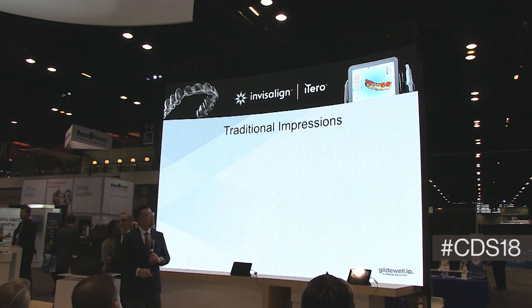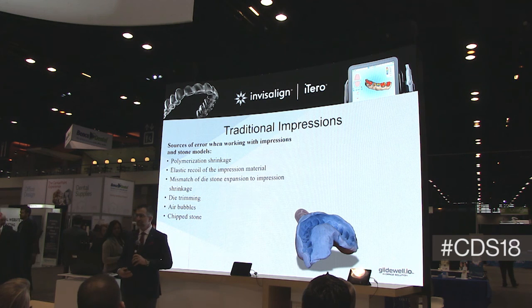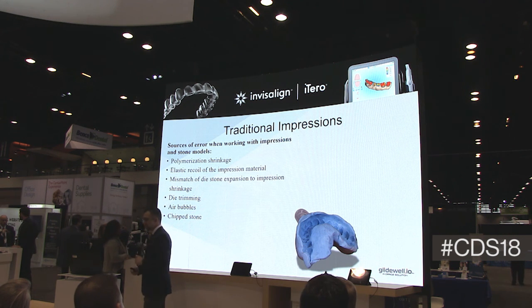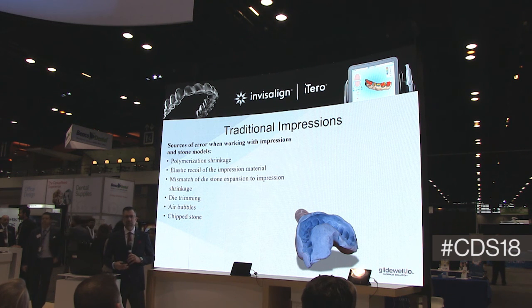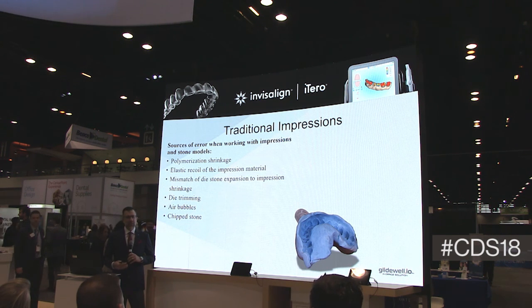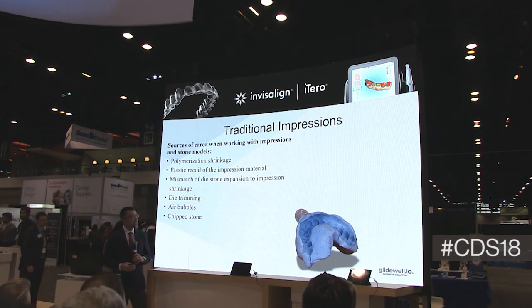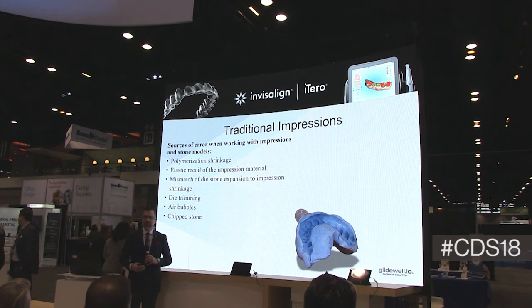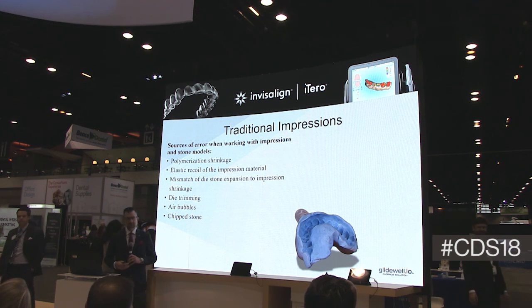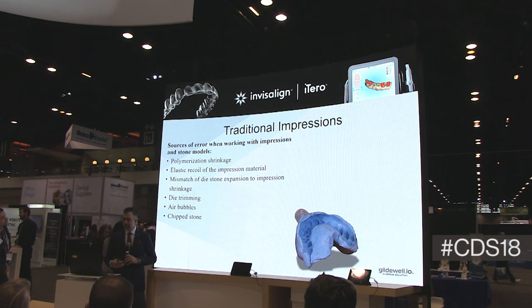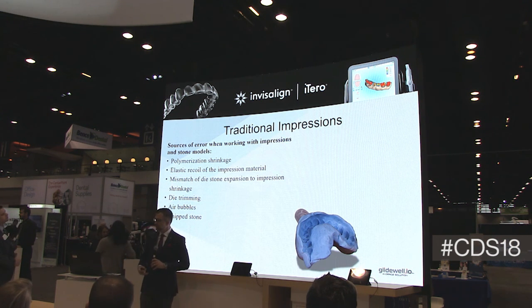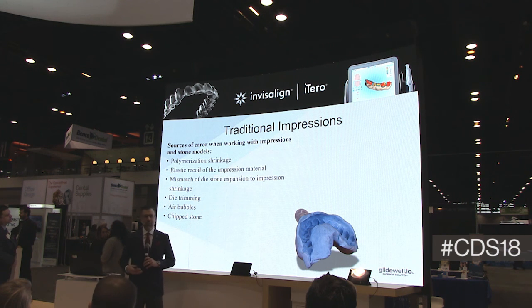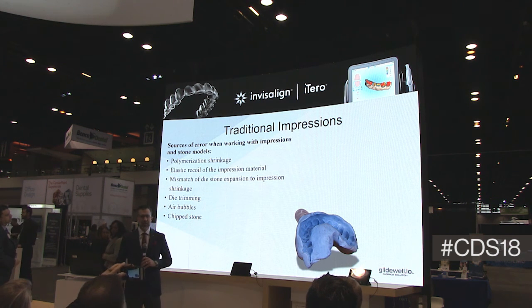Well, it's because we've encountered some problems with traditional impressions. The traditional impressions are all prone to polymerization shrinkage and elastic recoil. And the second component of a traditional impression is the pouring of that traditional impression, and that's prone to problems as well, such as mismatch of die stone to stone expansion. We have problems with die trimming, we have problems with air bubbles, and we have chipped stone and abraded stone when we're handling those models.